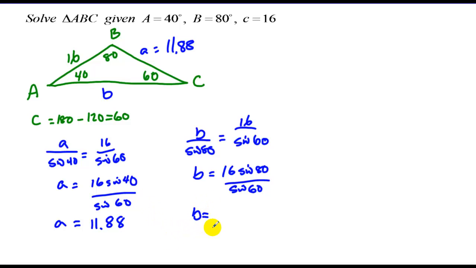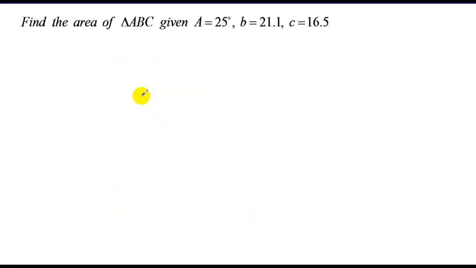which gives me 18.19. And now I've solved the triangle because I've found all the missing sides and all the missing angles. Next thing we're going to do is find the area of a triangle.